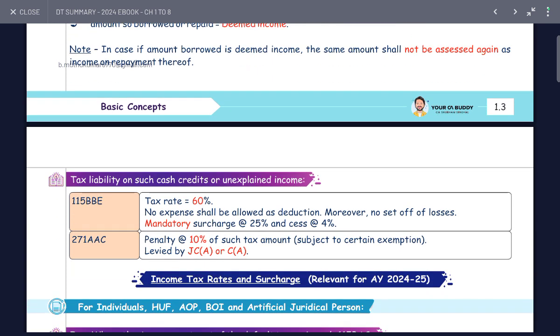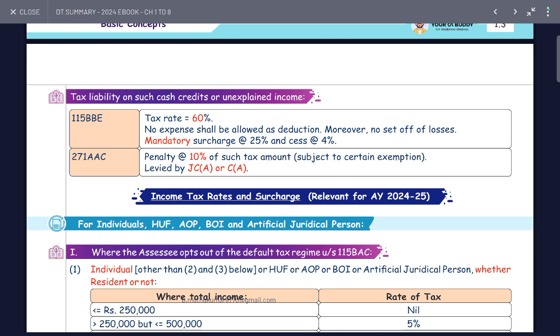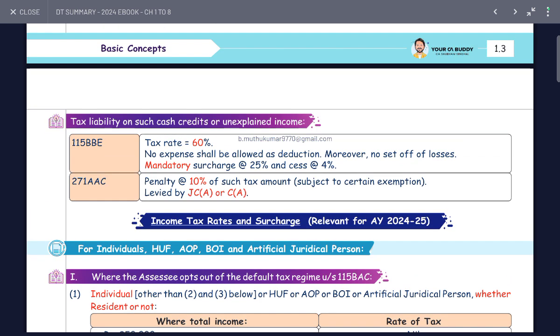Tax liability on cash credits or unexplained income: under Section 115BBE, the tax rate is 60%, and no expenses shall be allowed as a deduction. Surcharge at 25% and cess at 4% are also mandatory. Under Section 271AAC, a penalty of 10% of the tax, subject to certain exemptions, is levied by the Joint Commissioner or Commissioner.